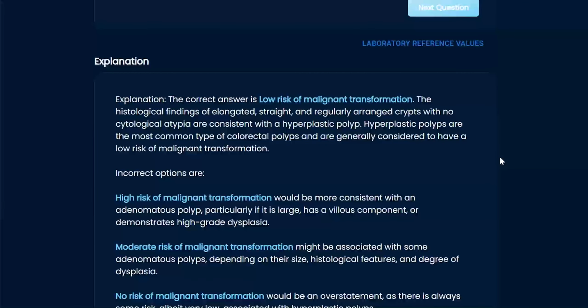I struggle with test taking strategies and trying to think like somebody who writes a test. Lucky for you, I wrote a lot of these questions. I'm not always correct, because I wrote these 18,000 questions a long time ago. But this is a hyperplastic polyp, the most common colorectal polyp, generally considered to have a low risk of malignant transformation. Going back to your diagnosis, if you thought it was adenomatous, just remember adenomatous is on that scale of malignant transformation, so that actually has a higher risk. Okay, perfect.